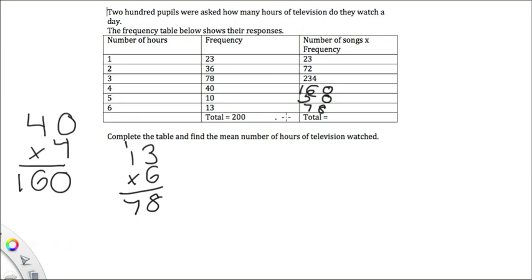In order to find the mean, we have to add up this column and divide it by, of course, our total frequency. So adding this up, once again, take your time and lay out all your numbers correctly. Tens with tens, units with units.